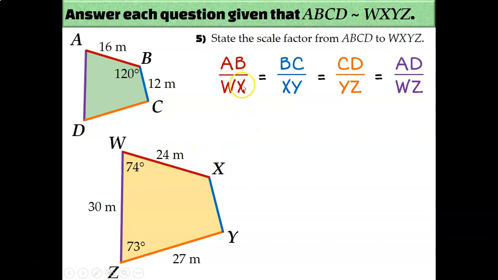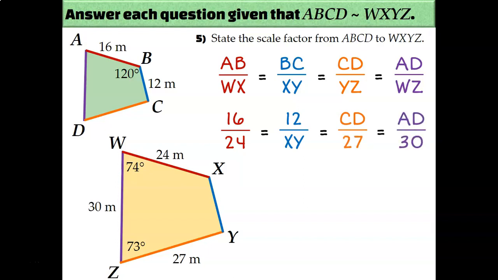So the next step is to plug in all the numbers that we know, because some of these lengths we have a measurement for, but some of them we don't. So let's fill in what we do know. AB is 16, and WX is 24. BC is 12, but I don't know what XY is, so I'll just leave it as XY. And I don't know what CD is, so I'll leave it as CD. YZ is 27, AD is unknown, and WZ is 30.